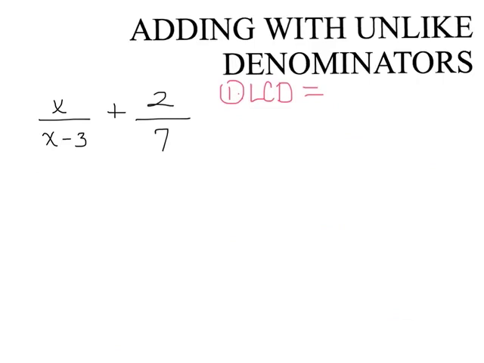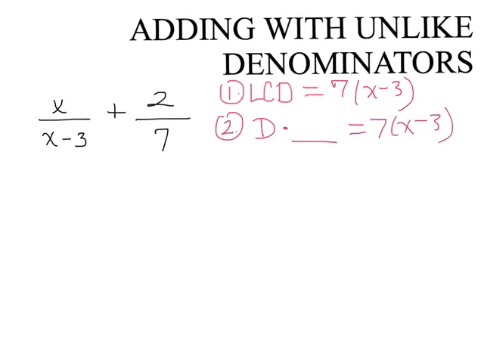Let us do another problem. The first thing we need to do is find our LCD, which would be 7 times x minus 3. Now, the next thing we need to do is figure out what we must multiply our denominator by to get our LCD. So, in the first fraction, our denominator is x minus 3. What must we multiply that by to get our LCD? And of course, the answer is 7.